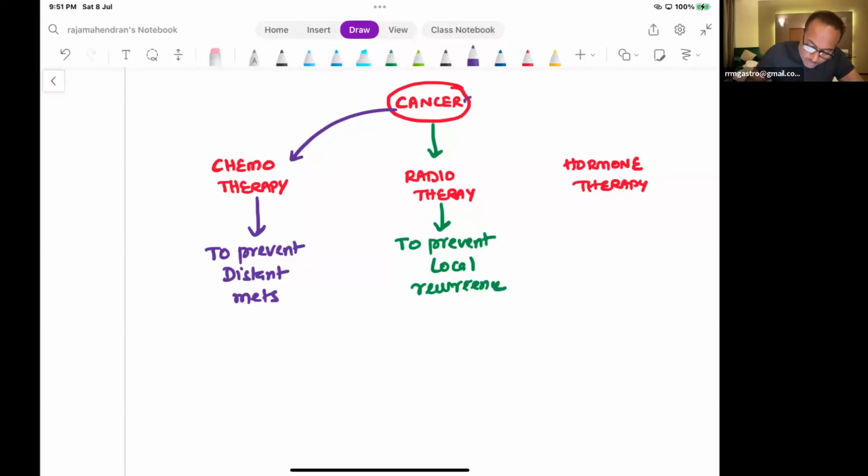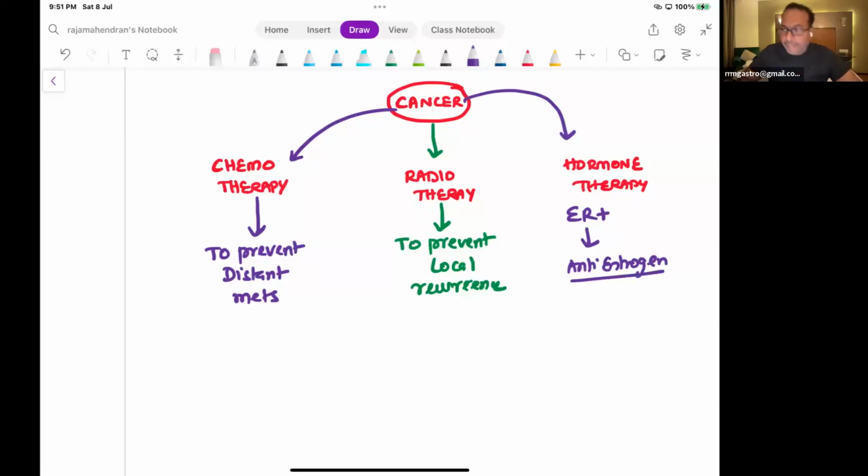ஹார்மோன் தெரப்பி எல்லாருக்கும் கொடுக்க மாட்டோம். ஹார்மோன் பாசிட்டிவா இருக்கவங்களுக்கு, ஈஸ்ட்ரோஜன் ரிசெப்டார் பாசிட்டிவா இருக்க கேசஸ்க்கு we give anti-estrogen. ஒய், இதுல என்ன யூஸ் ஆக போகுது? அதான் பிரஸ்டை எடுத்துட்டீங்களா, வாட் இஸ் a யூஸ்? பிரஸ்டை எடுத்ததுக்கு அப்புறம் வாட் இஸ் a யூஸ்?